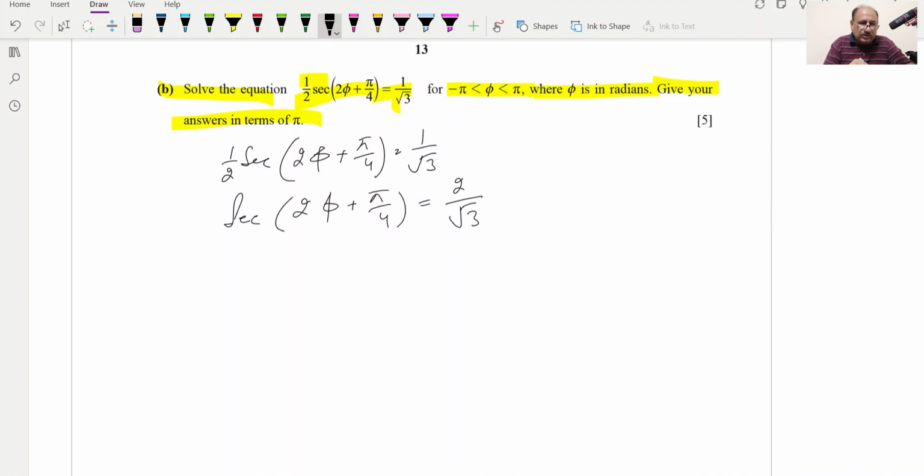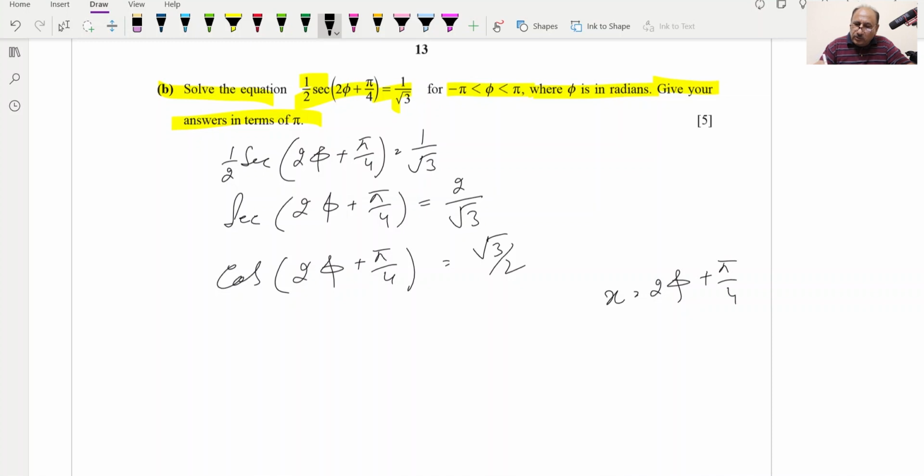So basically the reciprocal of this will be cos of 2 phi. Reciprocal of secant is cos. So cos of (2 phi plus pi by 4) is equal to the reciprocal of this, which will be under root 3 by 2. Now we can put basically x is equal to 2 phi plus pi by 4. So if we replace this, this will be cos x is equal to under root 3 by 2.